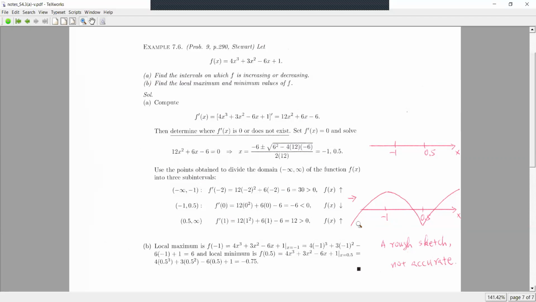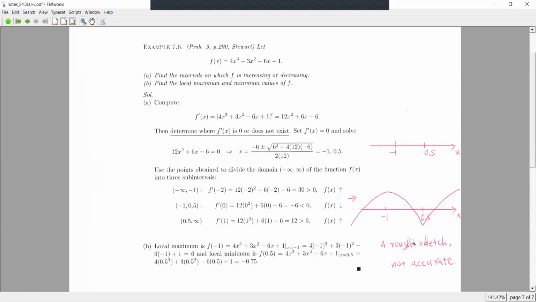I roughly sketch the graph of the function. This is only a rough sketch, not accurate. I sketch this graph only for answering question B. Now from the information here, from negative infinity to -1, the graph of f is increasing. And then -1 to 0.5, decreasing. 0.5 to infinity, increasing again.